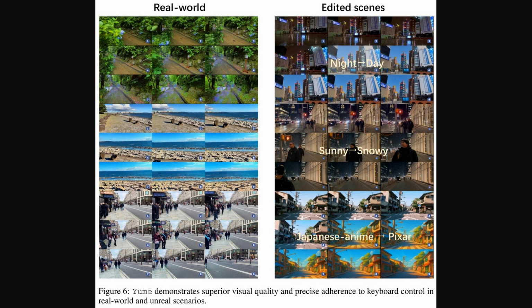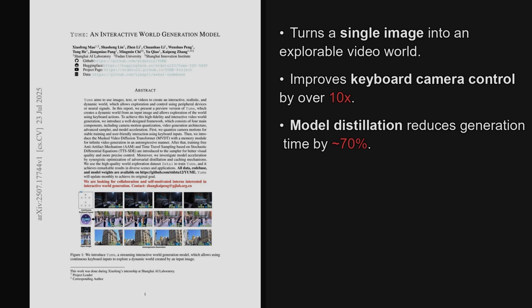And here we get to see what that looks like in action. On the left, you see several real-world examples: a forest path, a beach, a city street. In each case, the model starts with just one image and generates a smooth, continuous video sequence, as if you're walking through it. This really proves it can accurately follow those keyboard commands. But what's even more impressive is on the right, the edited scenes. The model can change the time of day, make a sunny scene snowy, or even shift the art style from Japanese anime to Pixar.